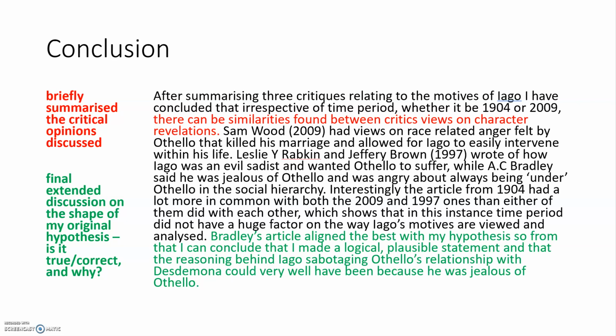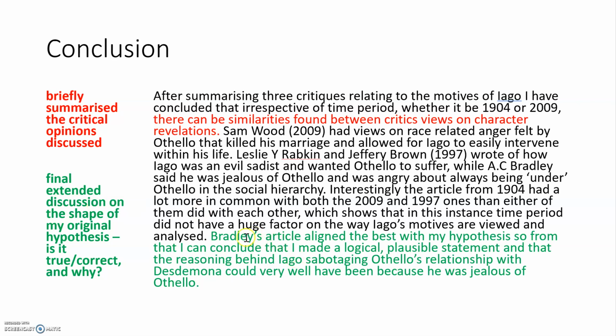In your conclusion, you will need to briefly summarize the critical opinions discussed. You can see here that the student has listed the different critics they've discussed. Obviously, we've only looked at the Sam Wood paragraph, but there would have been other paragraphs on those writers as well. Then they briefly summarize their observations and the critics' observations over time. In the final step, they are referring back to their original hypothesis and deciding whether that hypothesis was true or partially true and why.